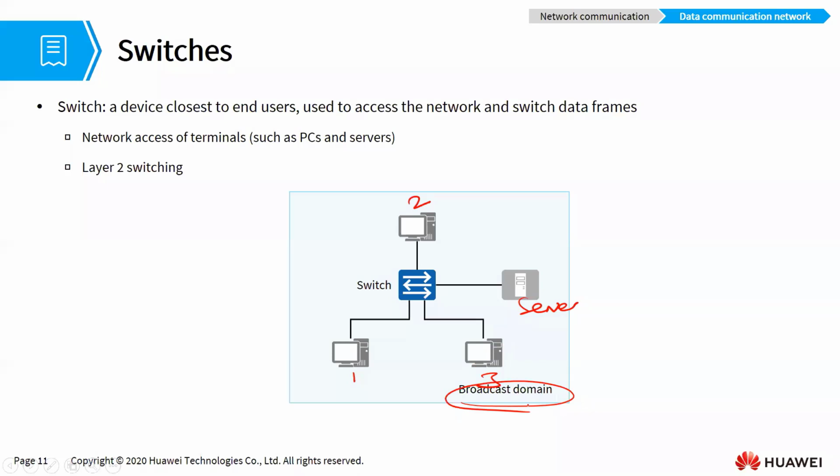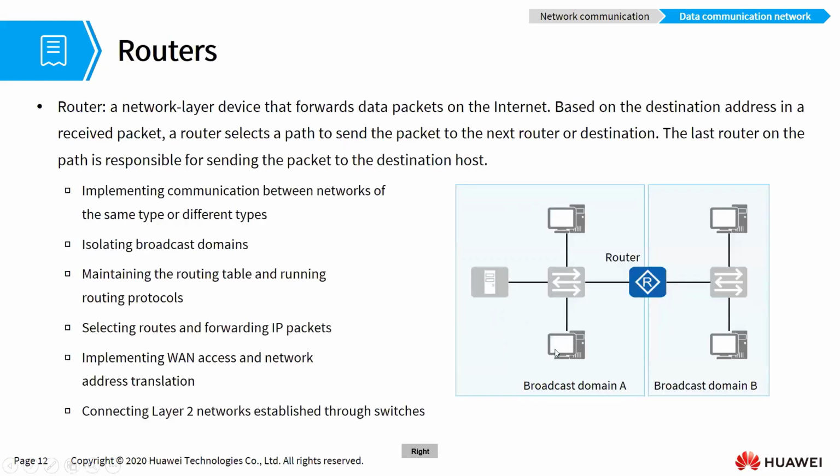What that means is that if PC1 sends a broadcast packet, PC2, the server, and PC3 will all receive it. When we have different broadcast domains, it means a broadcast packet sent in one domain will not be able to get into the other domain, like this example. This is broadcast domain A, and this is broadcast domain B.